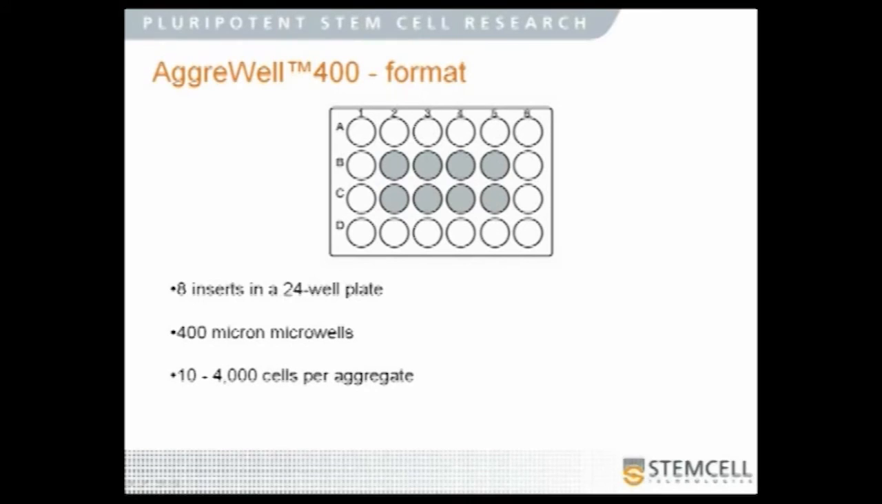So the AggreWell 400s as currently available from StemCell are shown here. It's a 24-well plate with 8 inserts in these central wells. The microwells are 400 microns across, and the size range is down to a few tens of cells. You might even be able to go lower, although I haven't tested it quite that far down, but certainly 30 cells, and maybe I think I've tested even down as far as 15. Up to between 2,000 and 4,000 cells per aggregate is the upper limit, depending specifically on the size of the particular cells that you happen to be working with.